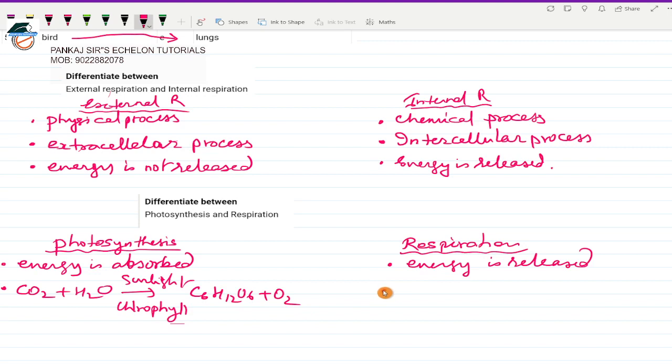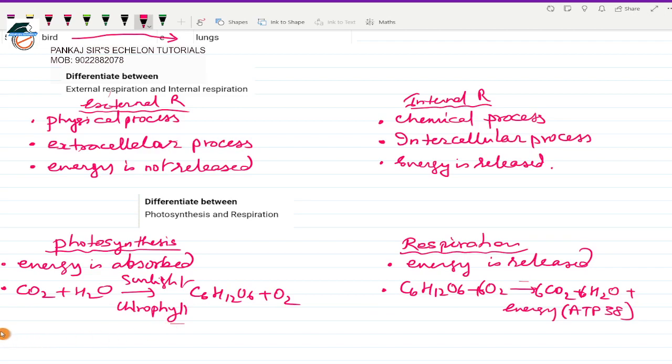In respiration, this glucose combines with oxygen to give you carbon dioxide and water plus energy. If you want to balance it, it will be 6, 6, and 6 over here, right? This energy is in the form of ATP molecules. In fact, there are 38 ATP molecules formed. So this is the major difference between photosynthesis and respiration.